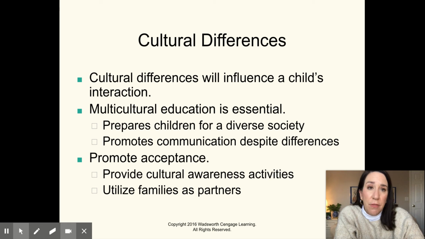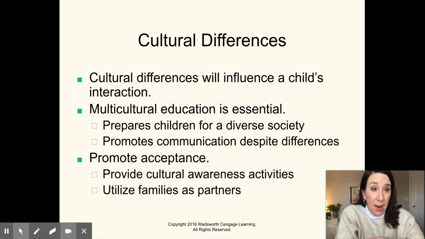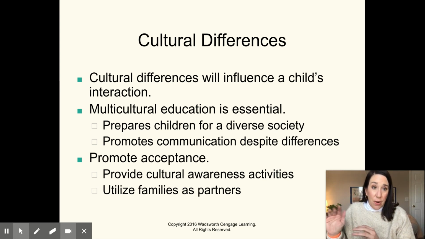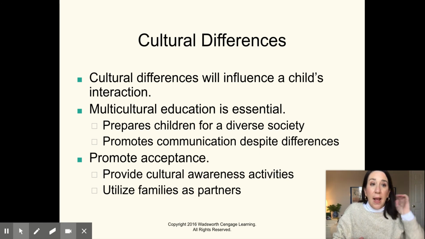Cultural differences will influence a child's interaction. The way adults in different cultures interact with children affects how children interact with other adults outside that culture. So, in some cultures, children are taught to be very quiet, to not speak unless spoken to. That's going to be a thing in the classroom. You may have some kids who are super quiet, and others who are crazy and out of control. And that can come from the culture.